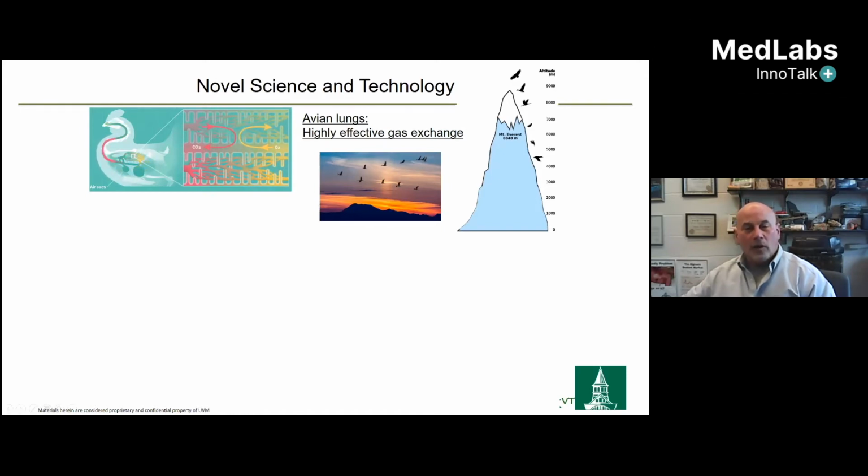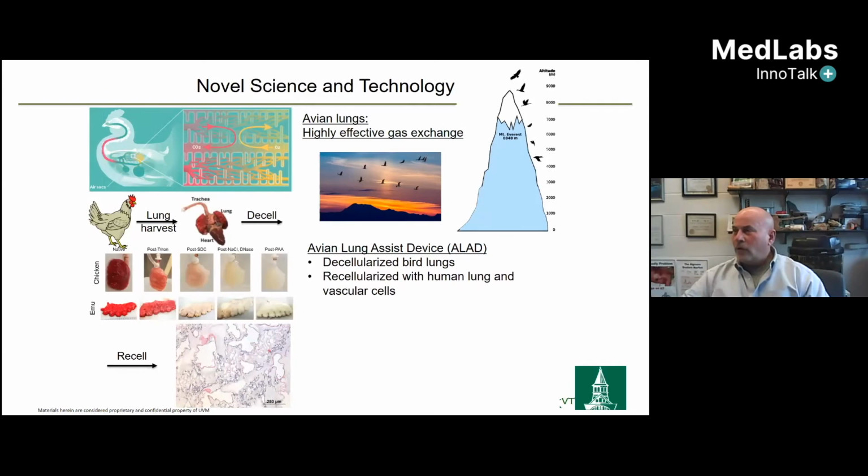And there's actually a bird called the Himalayan snow goose, which is a bird that can fly over the top of Mount Everest. And so again, you need an incredibly efficient gas exchange unit. So we thought, well, why not take a cue from nature? And if we're trying to make a lung assist device, why not use a decellularized bird lung and recellularize it with human cells? So here we have been working with chicken lungs.